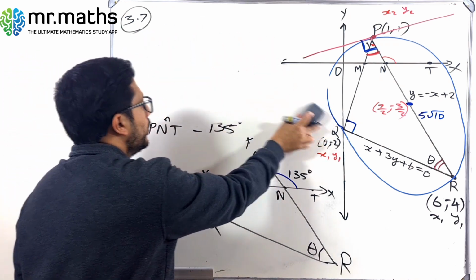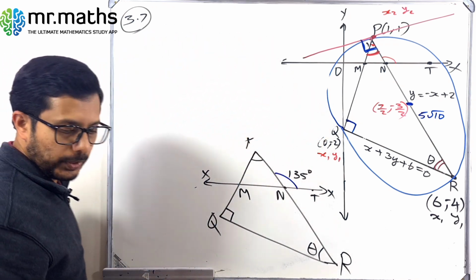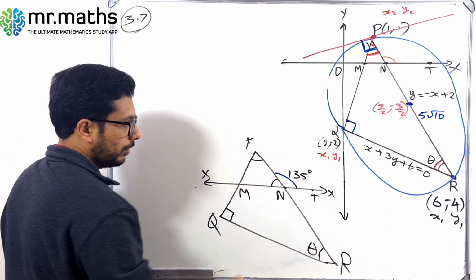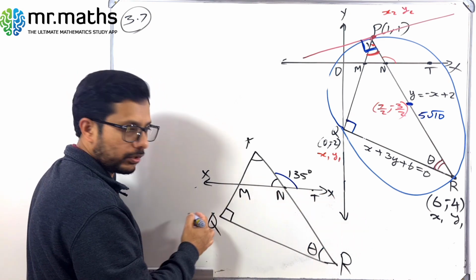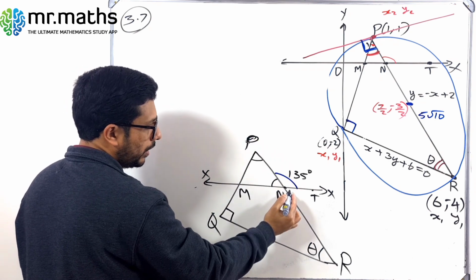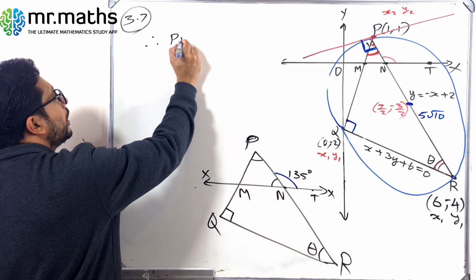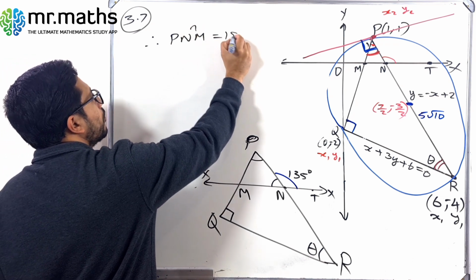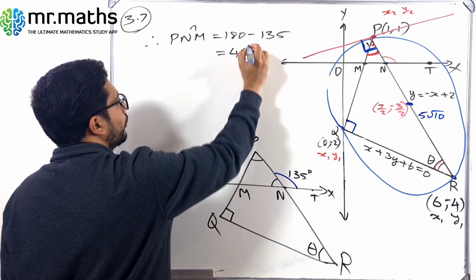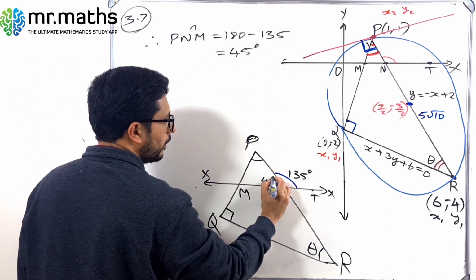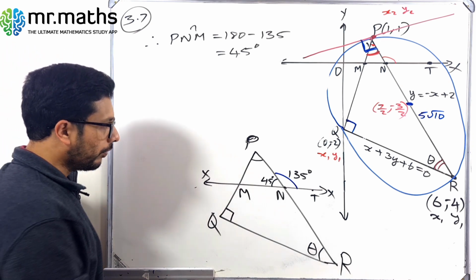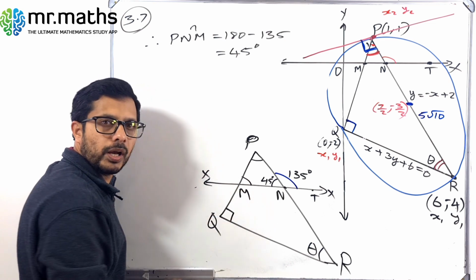Now, if that angle is 135, what about this inside angle? The x-axis is a straight line. So this inside angle, angle PNM, is equal to 180 minus 135. What is the answer? It's 45 degrees. So this inside angle is 45 degrees. You understand? Okay, now I want to find this angle. That is also an angle of inclination.